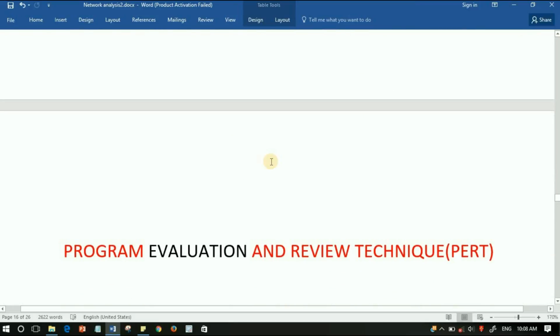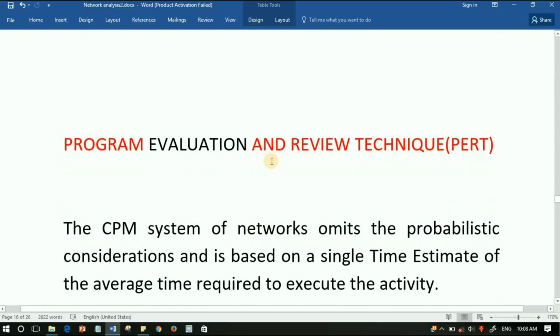Now we are going to discuss program evaluation and review technique. The main difference from the examination point of view: if the time duration is given, we can use a CPM network. If the time estimate is not given, we use program evaluation and review technique.